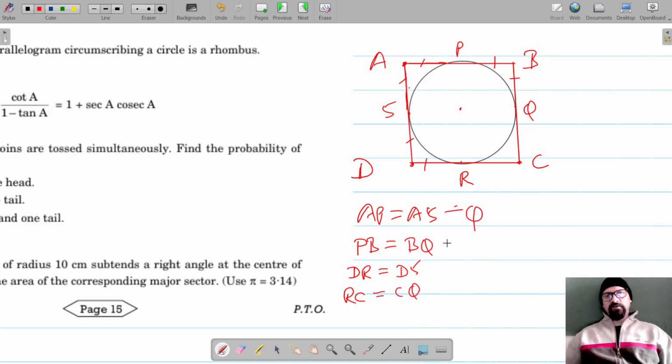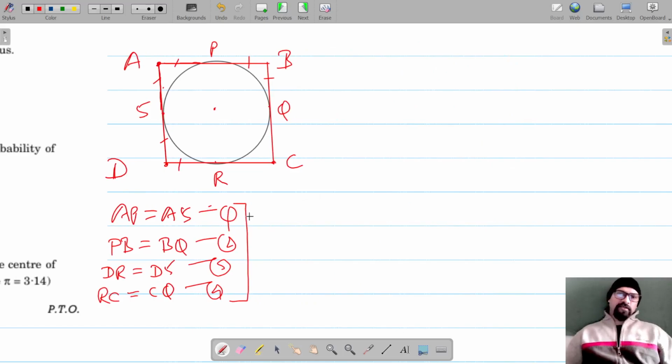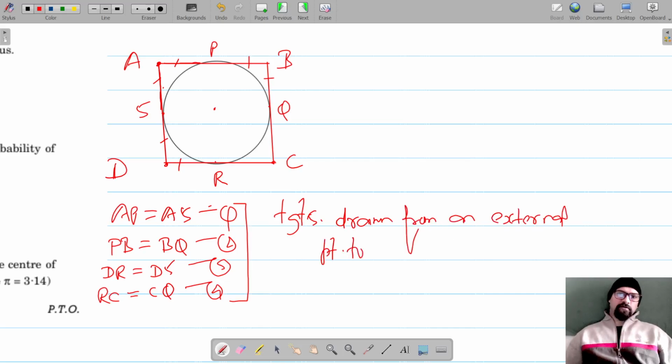So let this be equation 1, this be equation 2, this be equation 3, and this be 4. And for all these equations, the reason is the same: the tangents drawn from an external point to a circle are equal.